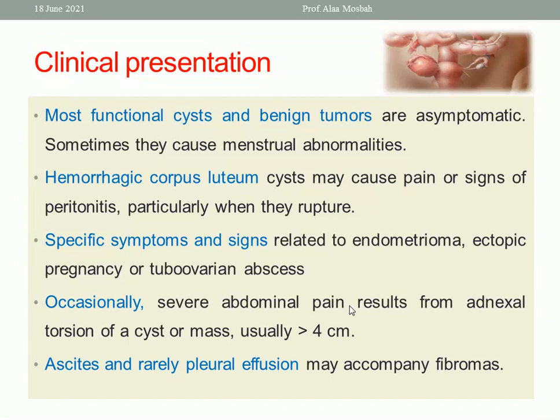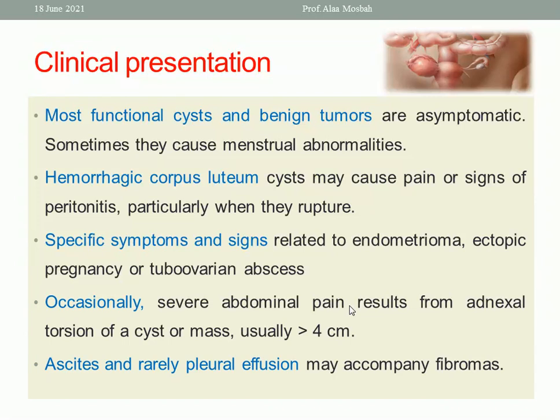Specific symptoms and signs related to endometriosis include pelvic pain, infertility, dysmenorrhea, tenderness and nodular uterosacral ligaments, a tender adnexal mass, and dyspareunia. So all this is related to endometriosis.